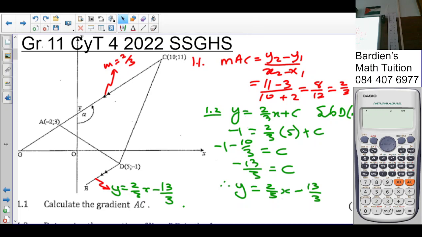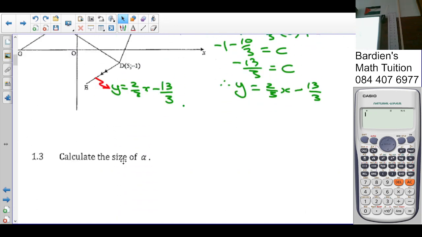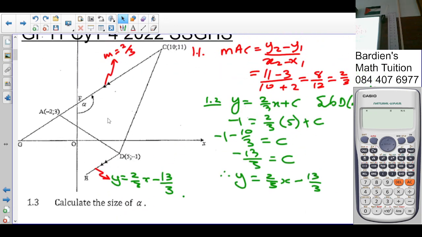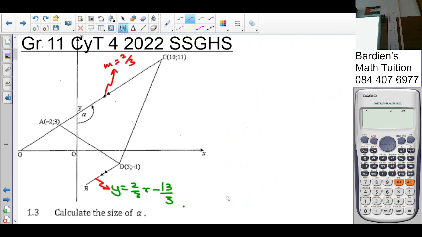Okay. Look at the next question. The next question says calculate the size of alpha. So if you look at alpha, to work out the angle of inclination, that will be that angle that we will work out. Not so? Then what we notice about this part of the graph, it's 90 degrees. So what we do is we work out theta using the inclination, which is 2 over 3, and then we add the 90 degrees. Can you see that, people?